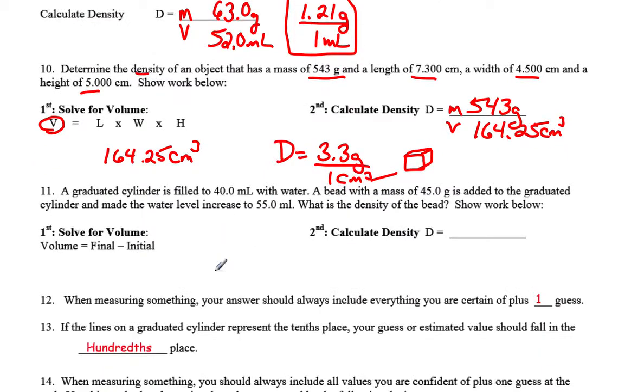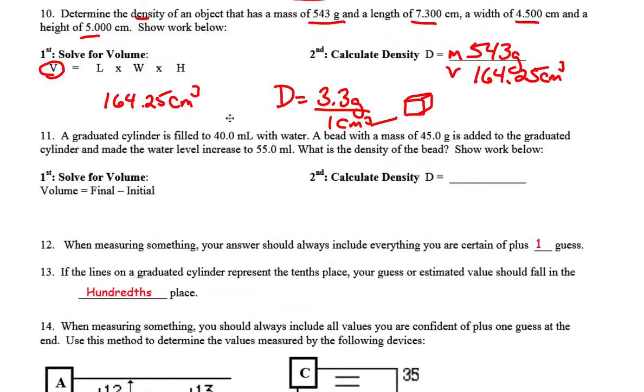All right, number 11. We've got a graduated cylinder filled to the 40 milliliter mark with water. So here's my graduated cylinder. I've got it filled up with water to the 40 milliliter mark. Then a bead with a mass of 45 grams. So the mass of this bead here is 45. It's added to the graduated cylinder. So somebody drops in the little bead. And what happens? The water level increases. So the water level now goes up because the bead's in there. And the bead's taking up space, which causes the water to go up. And it goes up to the 55 milliliter mark.